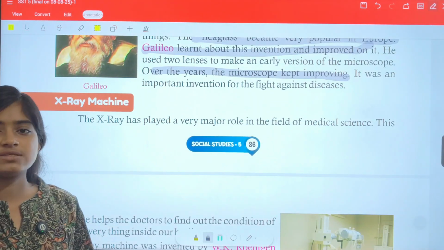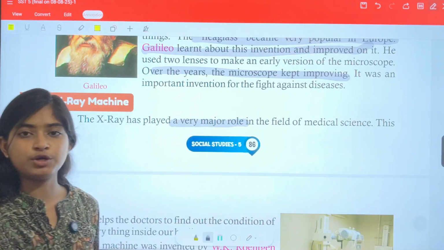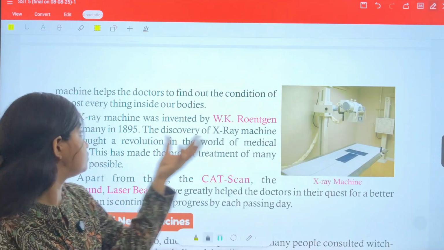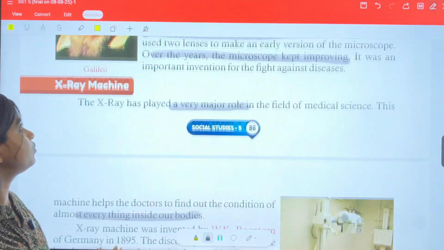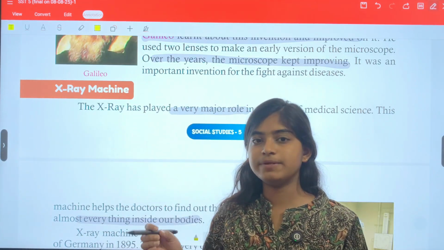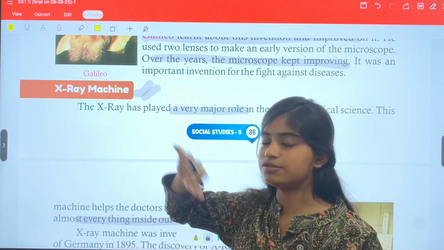Okay, next we have the X-ray machine. Again, this played a very major role in the field of medical science. This machine helped doctors find out the condition of almost everything inside the body. What does an X-ray actually do? It helps us see each and every part of the bone. Basically, it helps to see the structure of the bone.